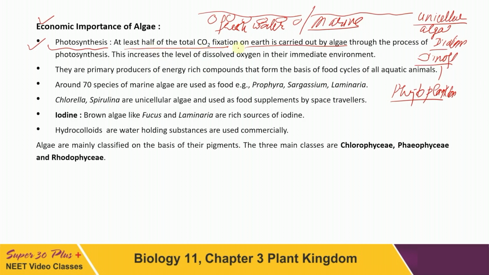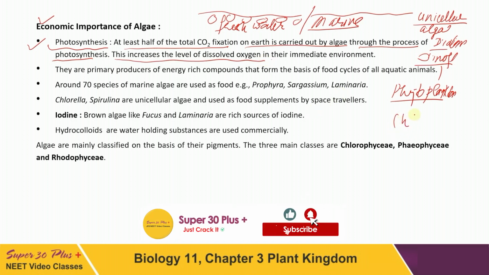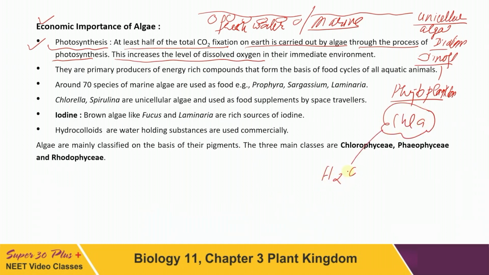Half of the total CO2 fixation on Earth is done by algae through the process of photosynthesis. This increases the level of dissolved oxygen in water, right? Because in photosynthesis, you know that chlorophyll A is the pigment, and during the process of photosynthesis, they will do photolysis of water. In presence of light, water will be split up and the oxygen will be released. This oxygen will get dissolved in water. Therefore, the level of dissolved oxygen in the immediate environment will increase.